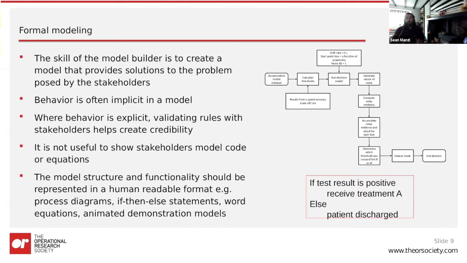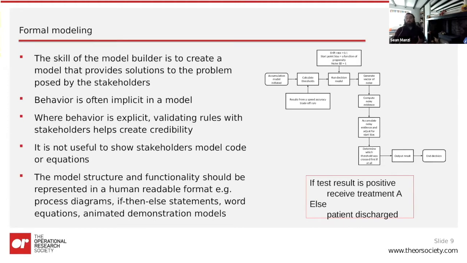Behaviour is often implicit in a model, so it's not often explicitly modelled. But where it is explicitly modelled, such as if you've got decision-making rules within a model, then validating these rules with stakeholders helps to create credibility. And that's absolutely essential for stakeholders trusting the outputs of the model.